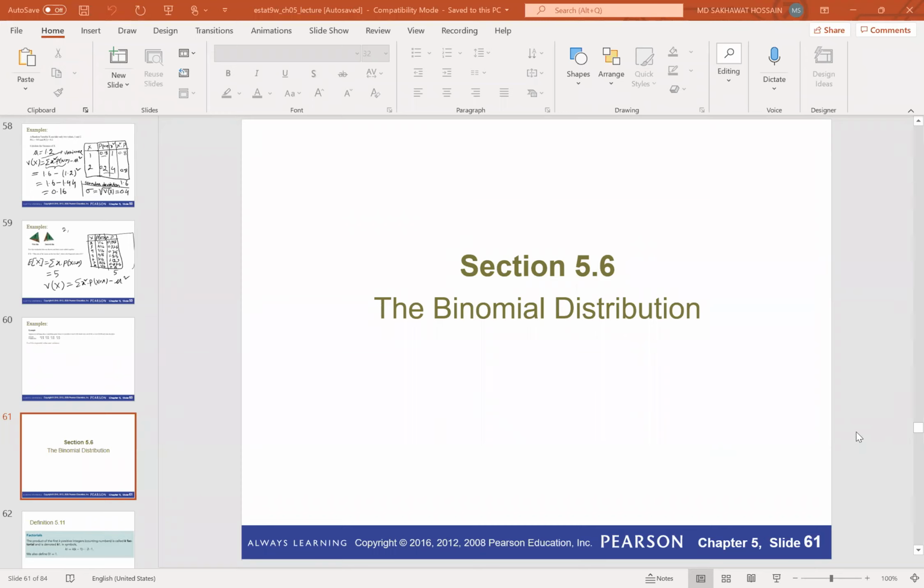So this is the last section from this chapter, the binomial distribution. We'll try to finish this section in today's class. We are discussing discrete random variables and their probability distributions. The binomial random variable is also a discrete random variable, so the distribution for a binomial random variable will be the binomial distribution, which is also a distribution for discrete random variables.